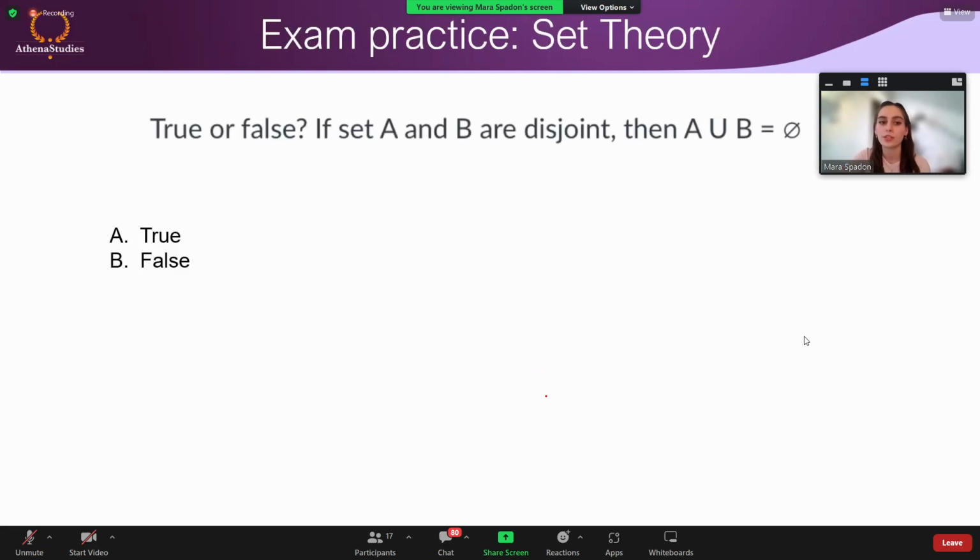We have some questions on set theory. Let's discuss this one. So true or false, if A and B are disjoint, then A union B is the empty set.